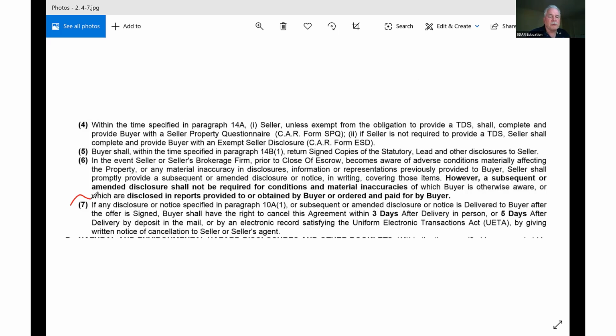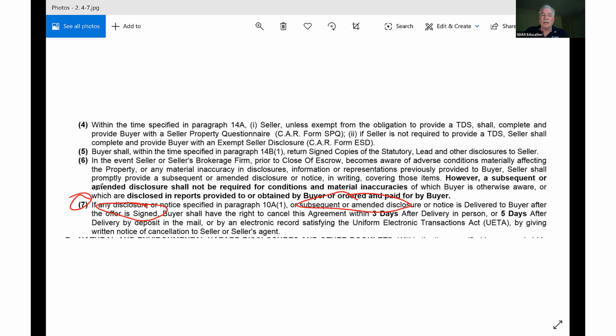Okay. Paragraph number 7. If any disclosure or notice specified in 10A1, up here at the beginning of the paragraph, or subsequent or amended disclosure or notices to deliver to the buyer after the offer is signed. Now, this is my most favorite thing. This is what I tell you. I say, listen, if you give the buyer all of the statutory disclosures before the buyer commits to the contract, then the buyer doesn't have a 3-day right to rescind.